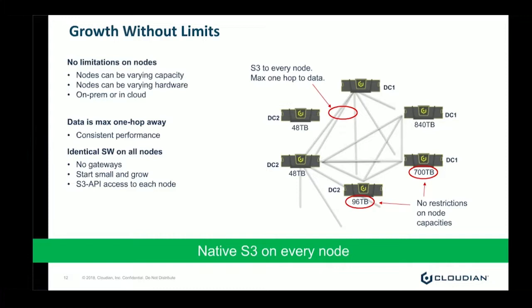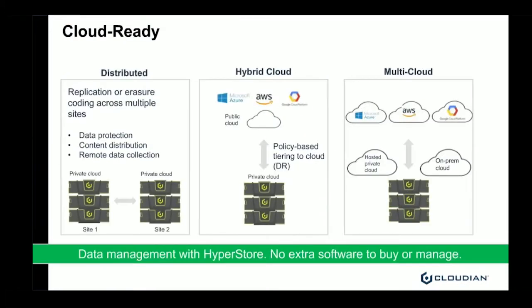It's okay to add unlike nodes to the cluster. So if you start with a few nodes this year and you say you have a petabyte of storage, and then a few years down the road you want to grow to 4 or 5 petabytes, you can add in different nodes. That's just fine, and just keep growing. Everything in a Cloudian cluster speaks the S3 protocol natively, so there's no translations or gateways to go through.